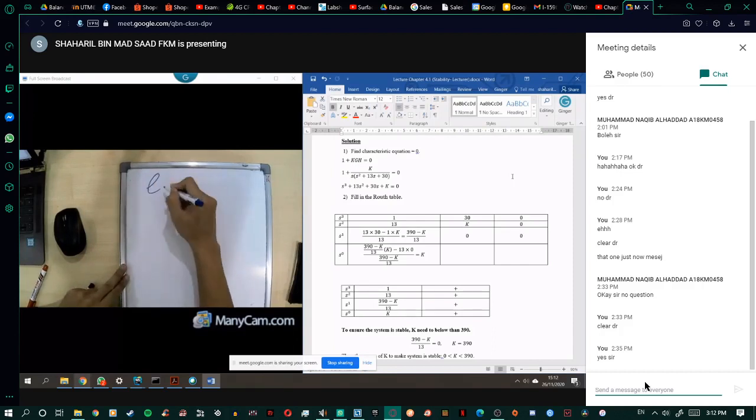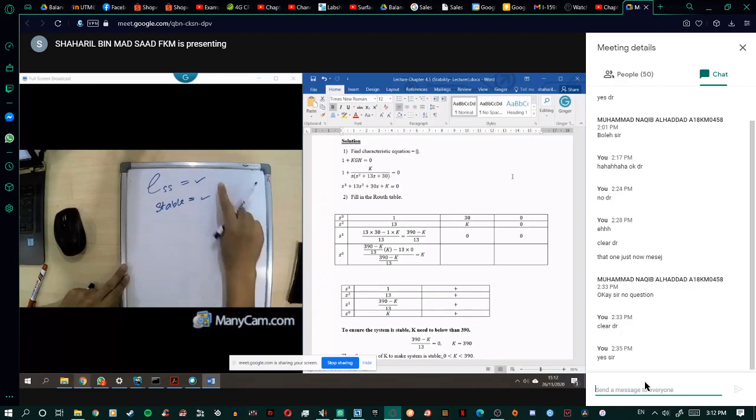So, today we have achieved how to calculate the steady-state error and we have achieved how to check whether our system is stable or not. Okay? Right? Alright?